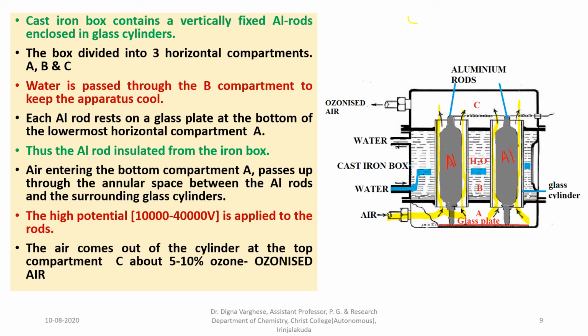Here the air comes out from the apparatus through this way, that is from the upper part of the compartment. That is ozonized air, a mixture of oxygen and ozone. Only 10% of the oxygen is converted into ozone. If we are taking pure oxygen, 15% of the oxygen conversion takes place. If you are taking air as the reactant, only 5% of oxygen is converted to ozone.